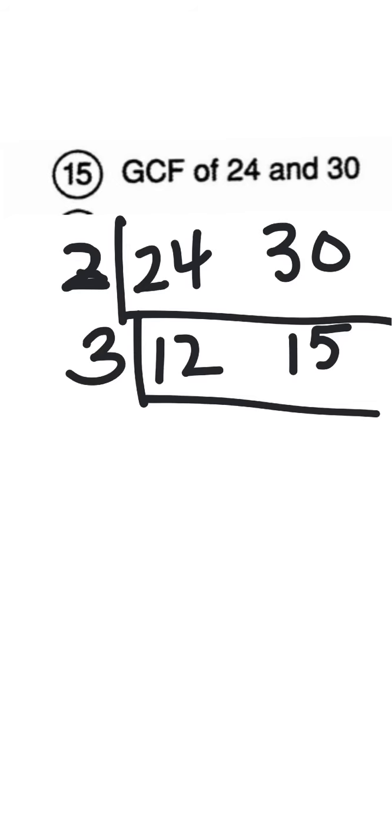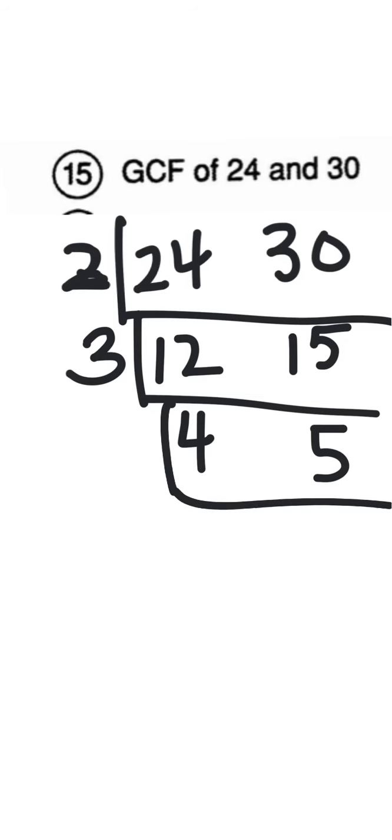So I'm going to put 3 here, and I'm going to say 12 divided by 3 equals 4, and 15 divided by 3 equals 5. Now these numbers are prime, the 4 and the 5. Let me see here, 4 and the 5. So I can't go any further. If I tried to go further with my ladder, the only number that goes into both these numbers evenly is 1.